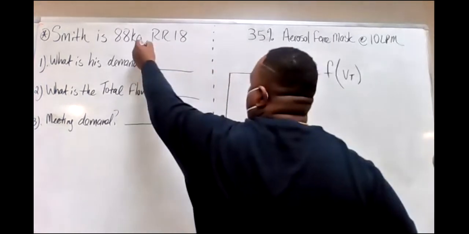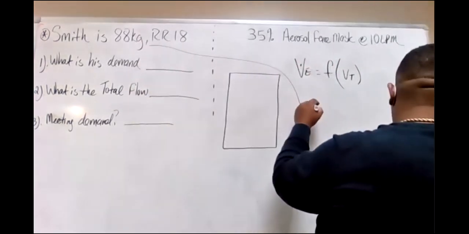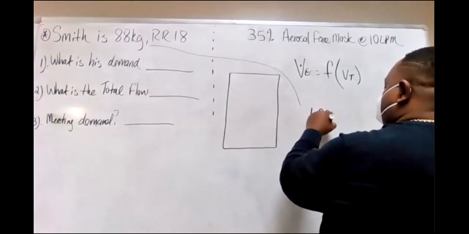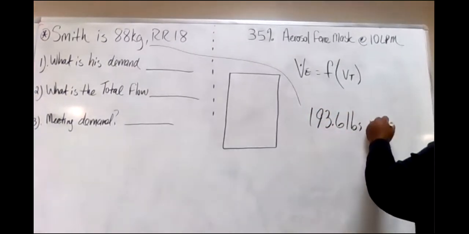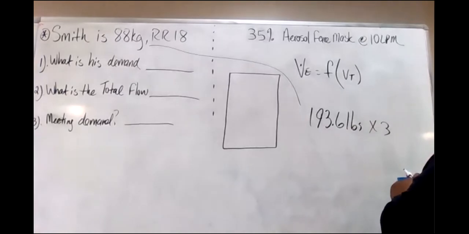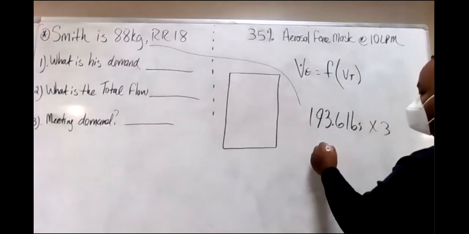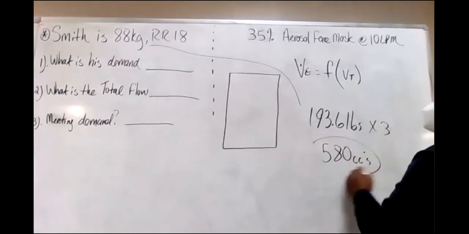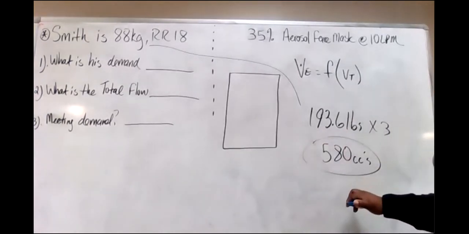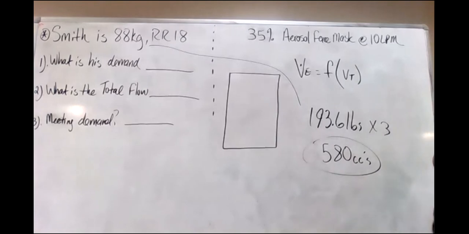So this right here is, okay, I see where I messed up. 193.6 pounds. I take that times 3, and I get 580 cc's. That's his tidal volume, 580. I forgot that step. Yeah, I know. That's why I throw it in there.